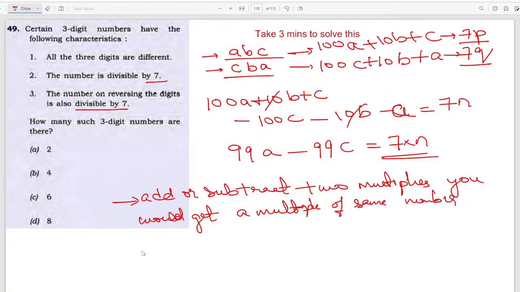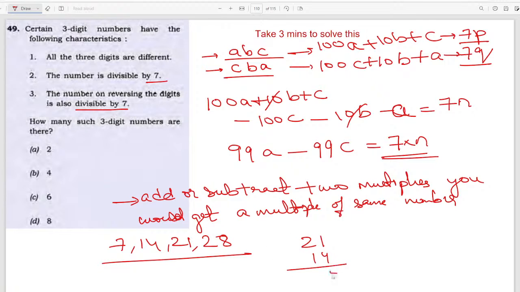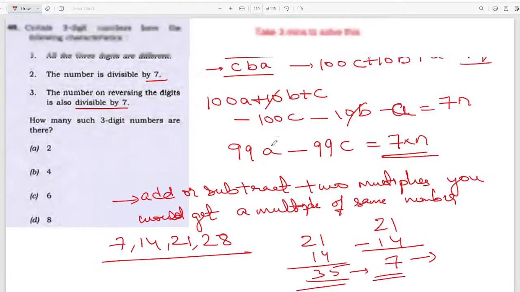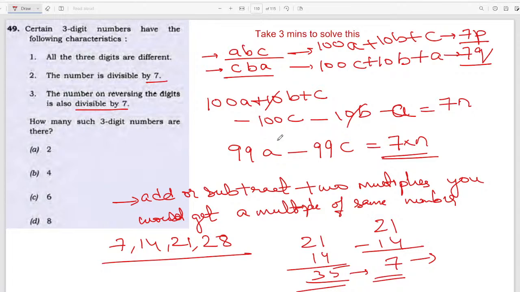For example, 7, 14, 21, 28 are the multiples of 7. And if you add any two of these, for example 21 plus 14 is 35, this is also a multiple of 7. And if you subtract, this is 7, this is also a multiple of 7. So whenever you are dealing with 2 multiples, if you add or subtract, you would get a multiple itself. What I have used here is a multiple of 7, and I subtracted a multiple of 7, so you would get a multiple of 7.